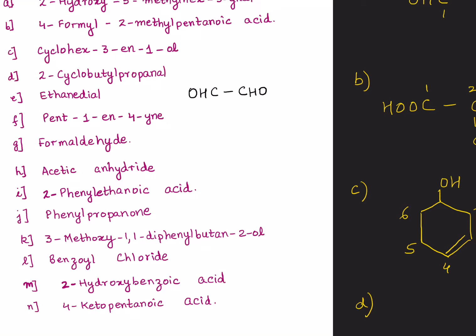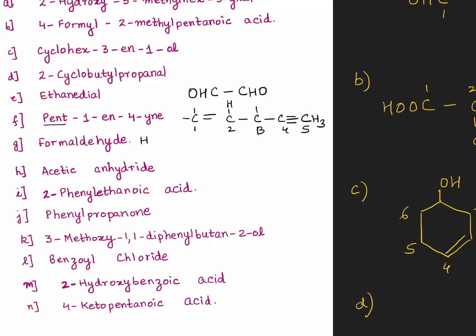Come to F. Pent-1-ene-4-yne. So pent means how many carbon atoms in the main chain? 1, 2, 3, 4 and 5. 1-ene, 4-yne. Now you have to complete the hydrogen. So 2 bonds here, so 2 hydrogen. And then you have 2 plus 1, 3 bonds here, so you have 1 more hydrogen here. Complete the hydrogen. So if you see the 4th carbon atom already has all its 4 bonds satisfied. The terminal carbon is CH3.